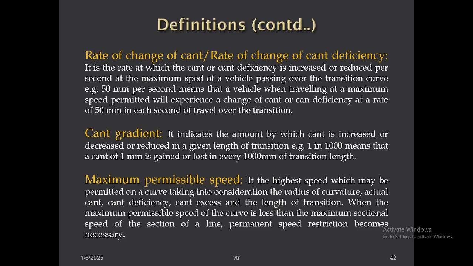We normally provide a safe length. We will also see in the coming slides how the length of transition has to be calculated, based on the rate of change of cant deficiency and the cant gradient. And coming to the maximum permissible speed, that is the highest permissible speed on the curve, considering the curvature, cant deficiency, cant excess, and length of transition. That also we will see in the coming slides.